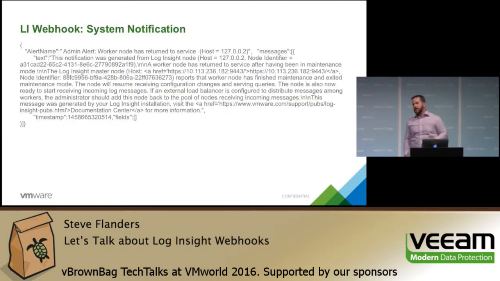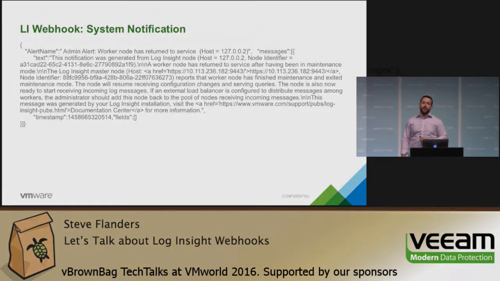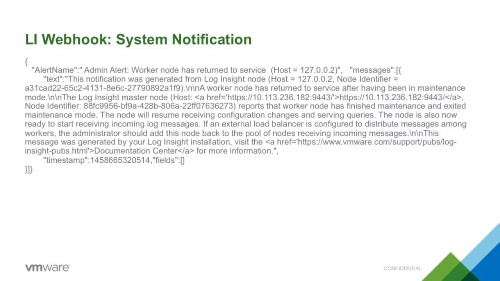No, that's not the type of Shim that I'm talking about. First, let's take a look at the payload. If I look at an Insight webhook and I get a system notification, here's an example of the payload for you. It's just JSON. You'll see it has, in this case, an alert name, some text, a timestamp, possibly some fields, basically metadata of what that alert actually contains.